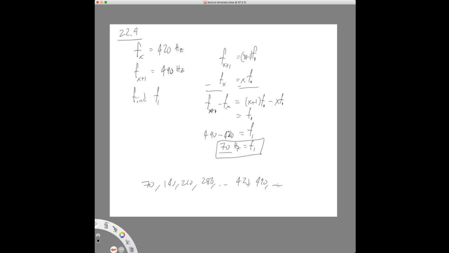So you can use that logic and intuition to solve this problem and just say, well, they're different by 70. They look like they're both multiples of 70. So that must be what the fundamental frequency is. It starts at 70, and then you add 70 every time you want to get a new frequency. You just add 70 on top. And eventually you get up to 420, and then 490, and then 560, and so on. All right, any questions about this problem?